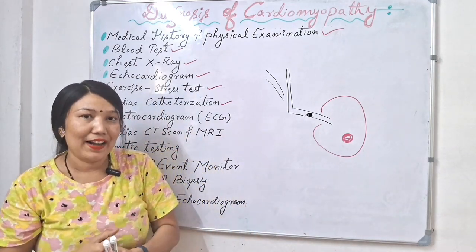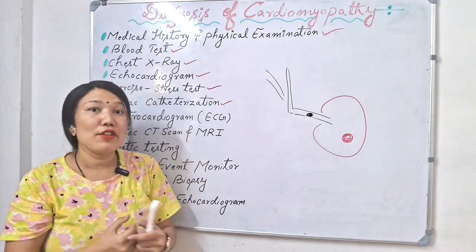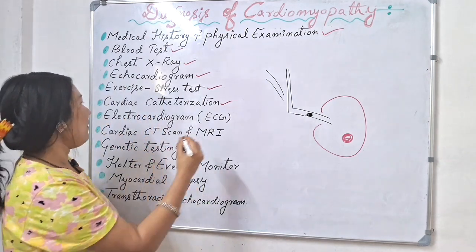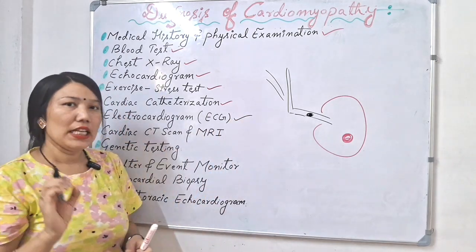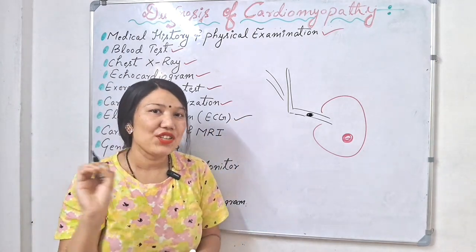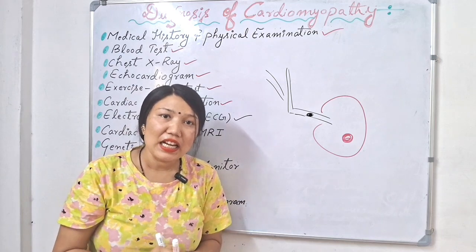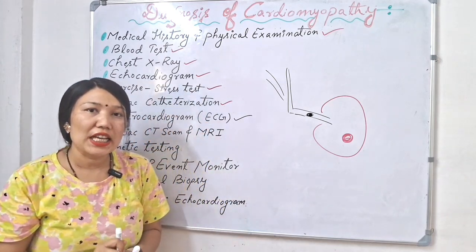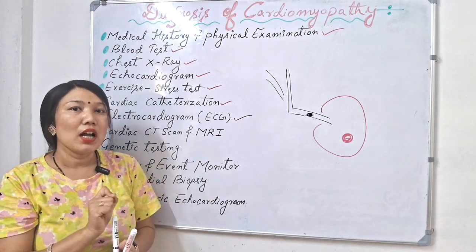So by cardiac catheterization or by cardiac angiography, we are checking the condition of the coronary artery. Next we have electrocardiogram, ECG. ECG is also known as EKG. It is an electrical record of the heart in a graphical form. So we are checking the rate and rhythm of the heart.